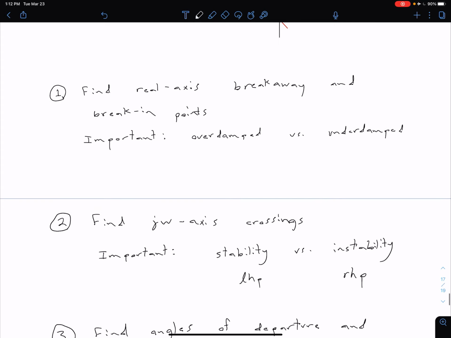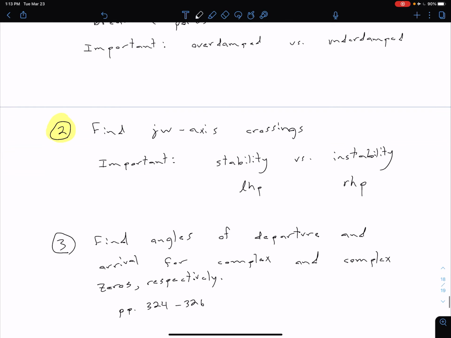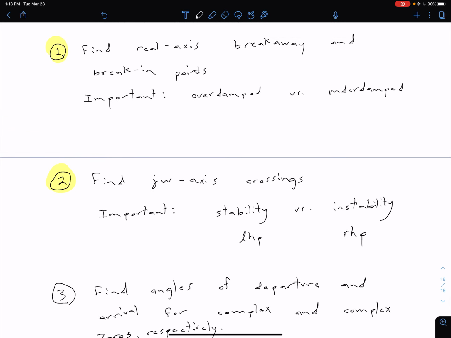So again, the two items that we're going to focus on are our real axis breakaway and break-in points and our j omega axis crossings. And so in the following videos, we're going to look a little bit more at some techniques on how we can do that. And one thing to note about these two techniques we're going to focus on, as well as this third technique, is a lot of these methods for finding this information can get pretty complicated, or at the very least pretty tedious to do by hand.